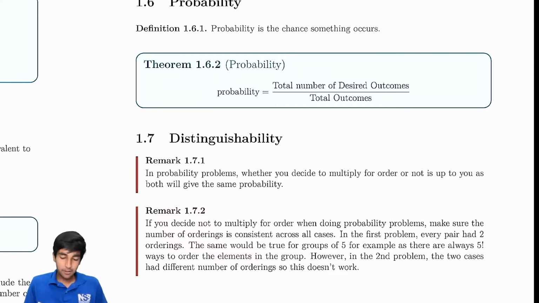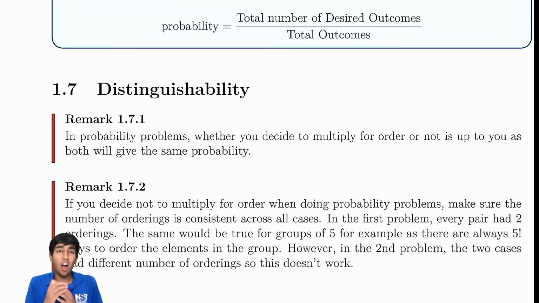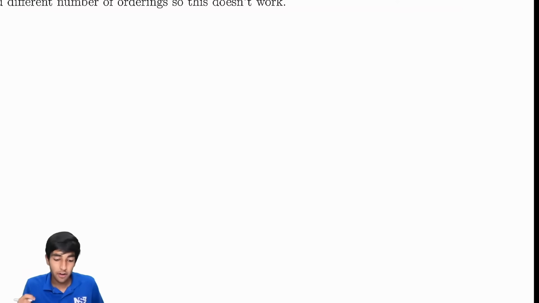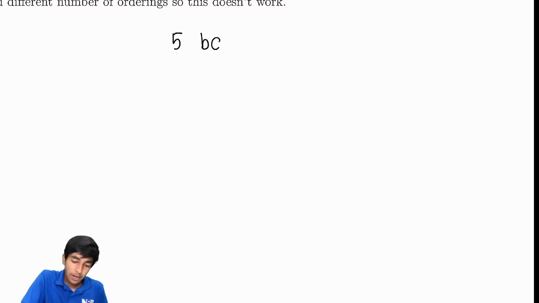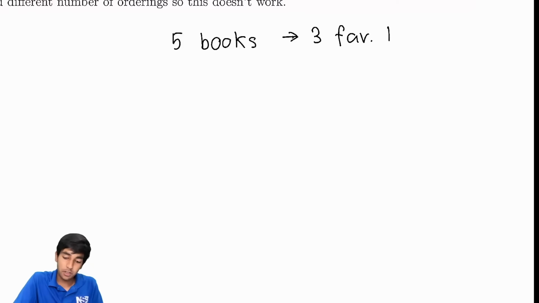Okay, now probability you're probably familiar with. Desired outcomes by total outcomes. That will give you the probability, the chance something happens. And okay, now we're going to move on to something where oftentimes people get confused. And that's in probability, does distinguishability matter? So let's say we have 5 books, and we're trying to pick our 3 favorite books. And someone randomly selects 3 of these books. What's the probability you select the 3 favorite books?